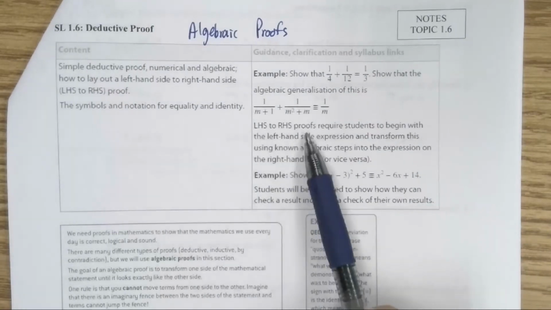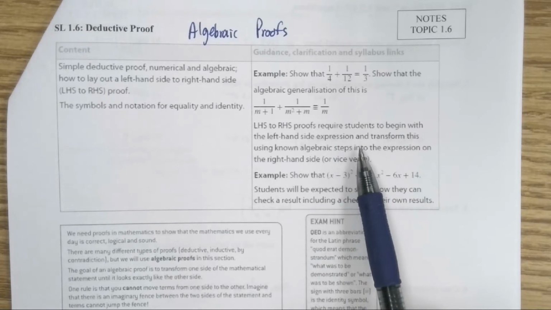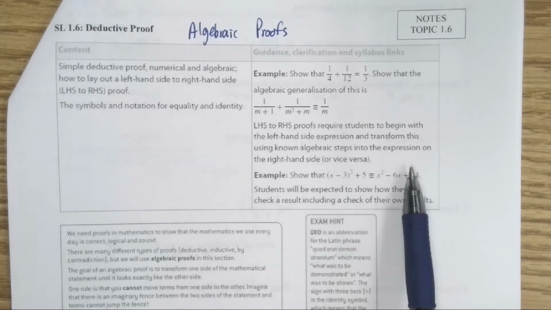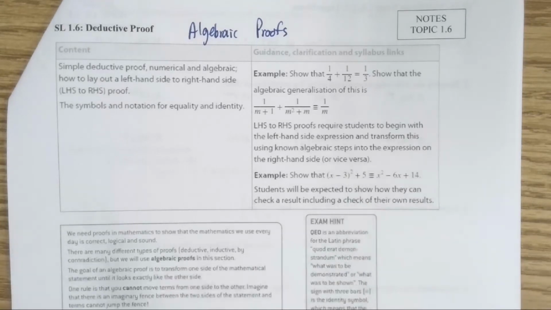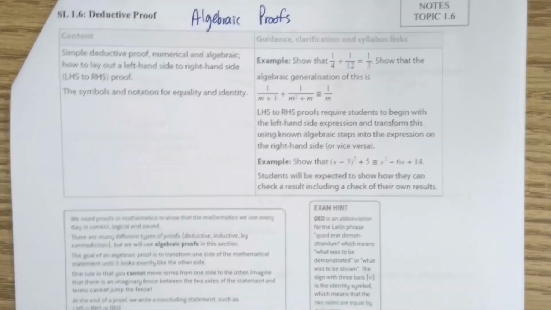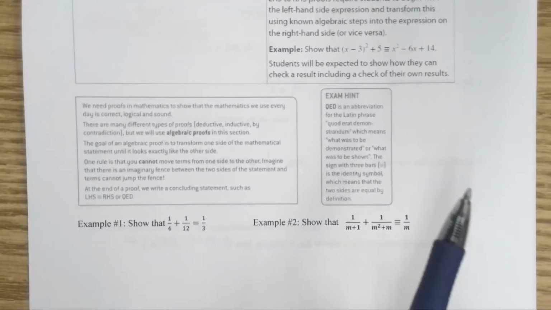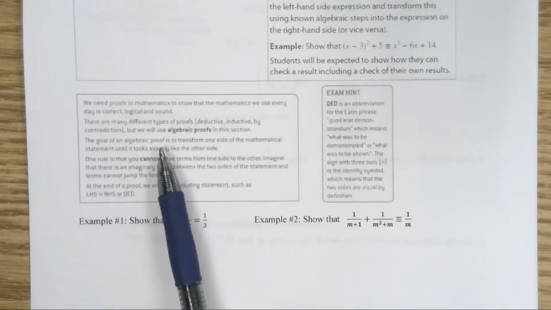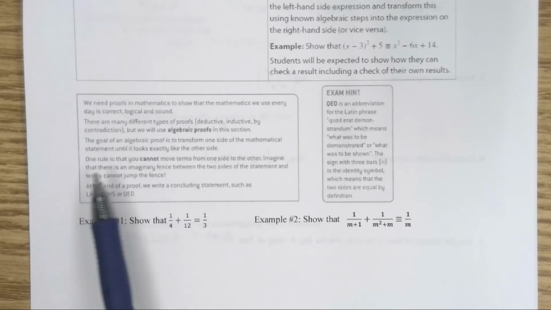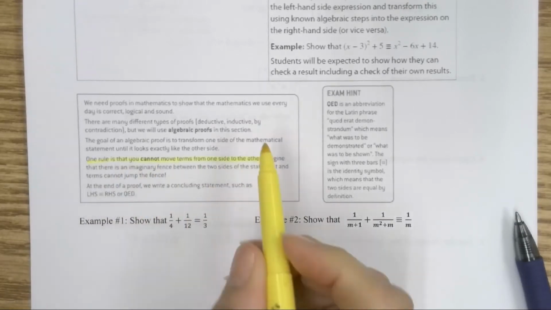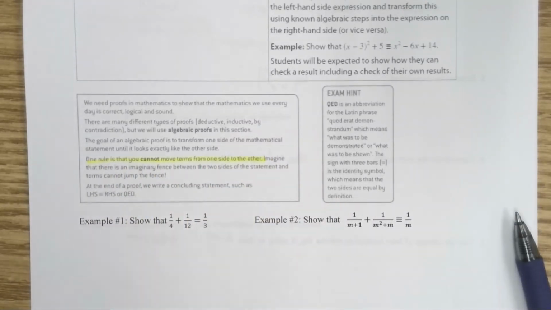Left-hand side and right-hand side proofs require students to begin with the left-hand side and transform it using algebraic steps into the expression on the right-hand side, or vice versa. So when we are working a proof, there are a couple rules we want to remember. First of all, we know that the goal is to make one side look like the other. You cannot move terms from one side to the other. So this is not solving an equation. We're just going to transform one side.